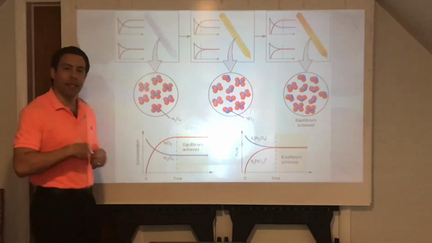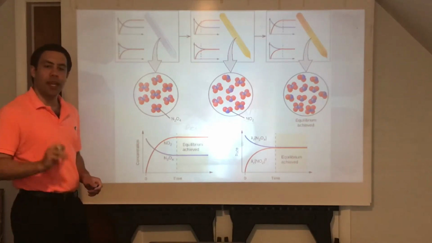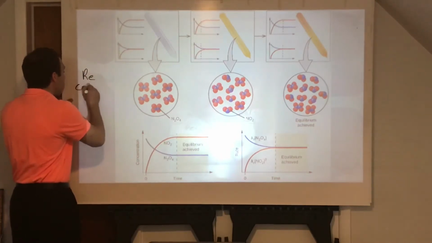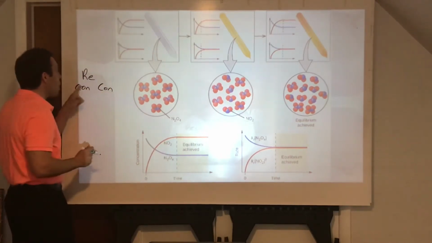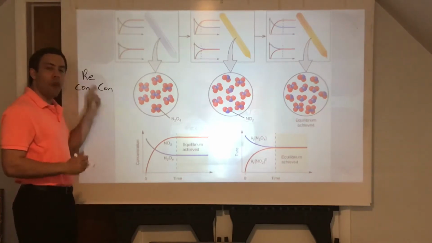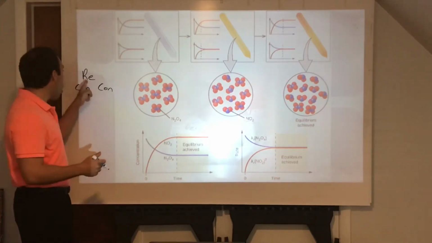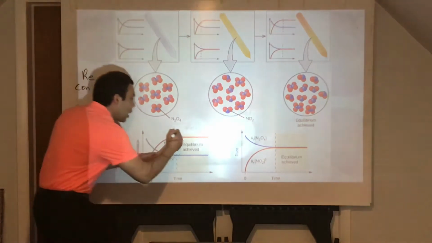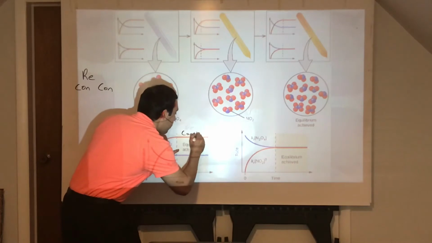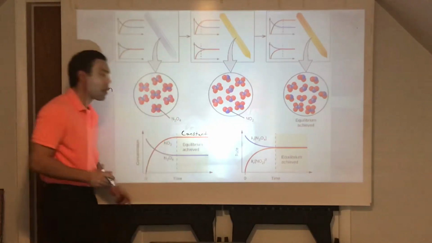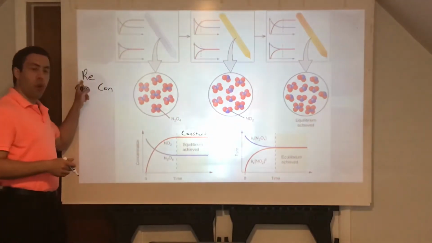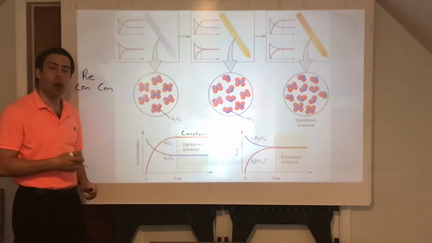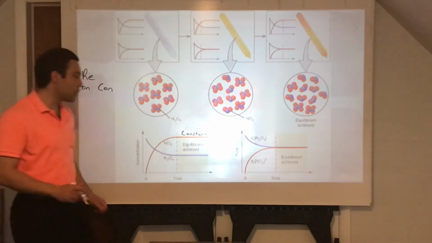Remember from the last lesson, when equilibrium is reached in a chemical reaction, the rates of the forward and reverse reaction are equal, while the concentrations remain constant. Rates are equal of the forward and reverse reaction. Concentrations of reactant and product are constant. So let's talk about the rates.